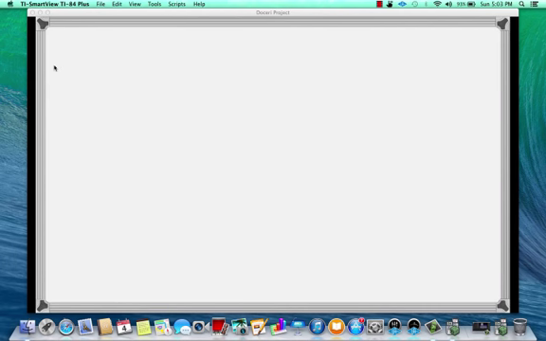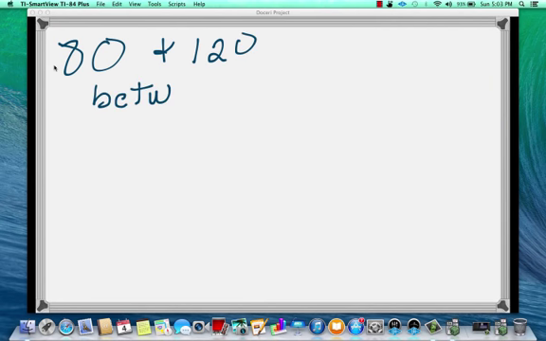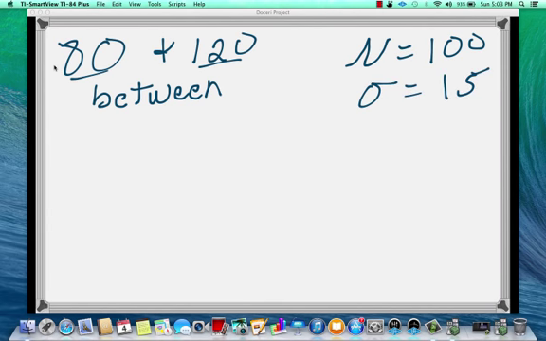Let's say we want to find the probability of scoring between, now this is going to be a two-tail situation, an 80 and 120. So if we were taking this IQ test, which I'm almost afraid to at this point, to score between these two values, we still have a population mean of 100 and a standard deviation of 15.